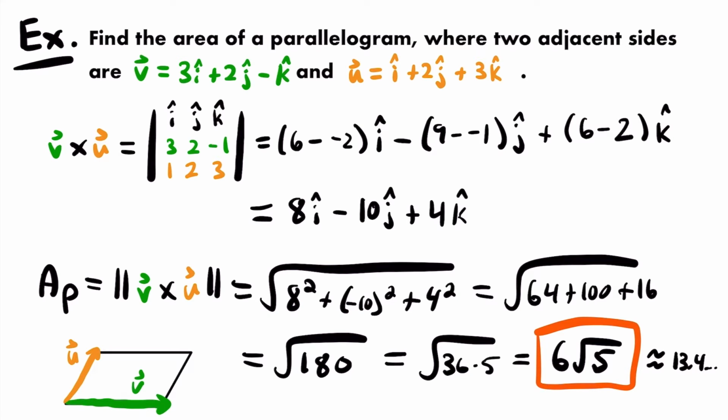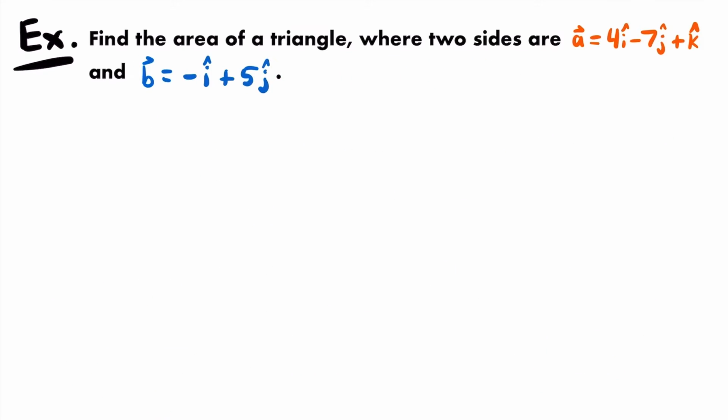Okay, let's take a look at a different example. Next up we want to find the area of a triangle where two sides are vector A and vector B. Vector A is equal to 4i minus 7j plus k, and vector B is equal to negative i plus 5j. So this is slightly different than our previous example. Last time we found the area of a parallelogram using two vectors, but now we are looking to find the area of a triangle using two vectors.